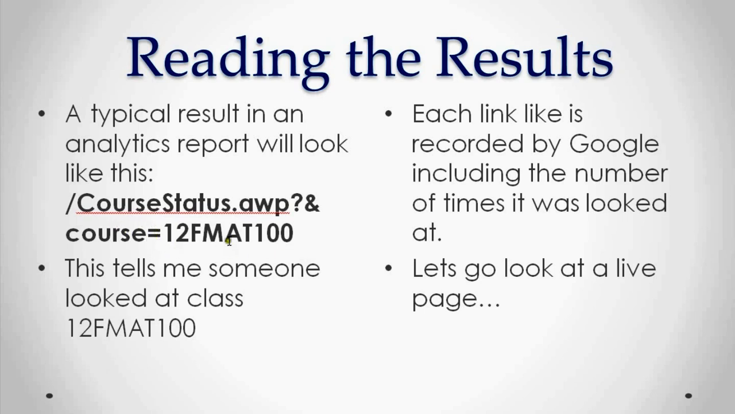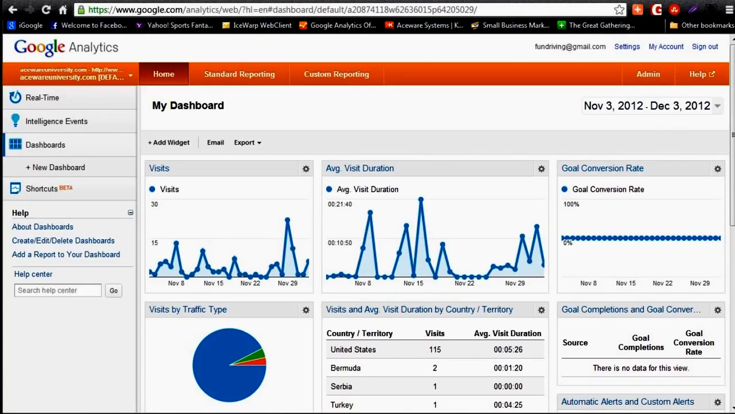Every time this comes up, Google Analytics will count as one hit that somebody has looked at this class. Since our pages are generated dynamically on the fly, the coding that we put in the templates is generating this data. Let's go take a look at a live page.